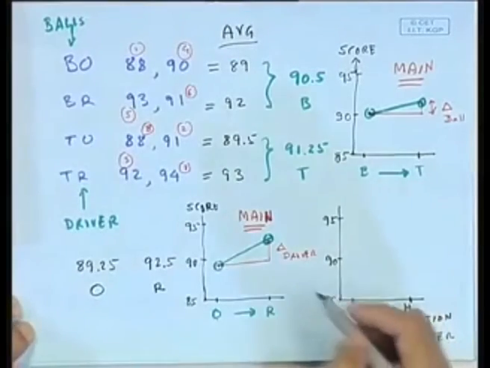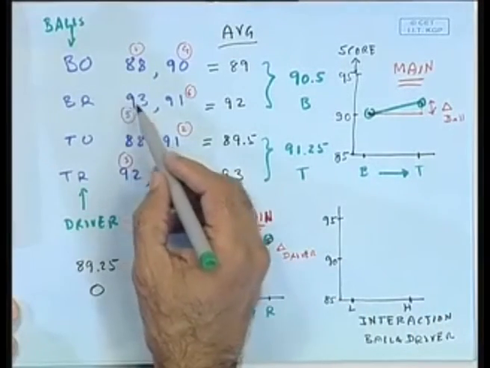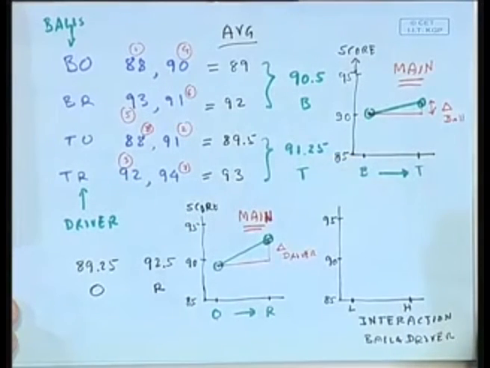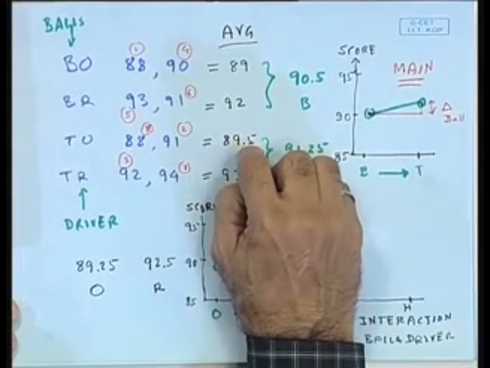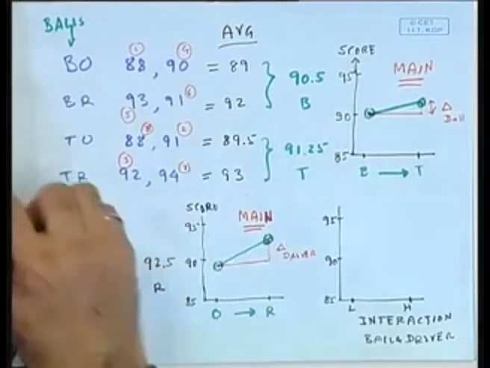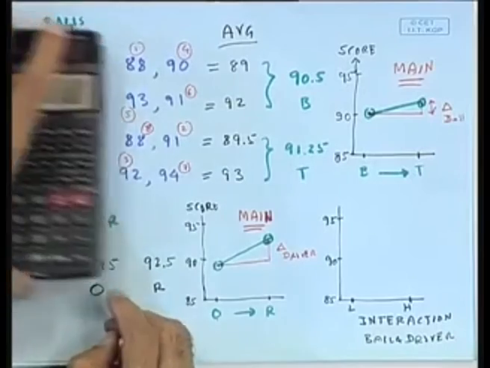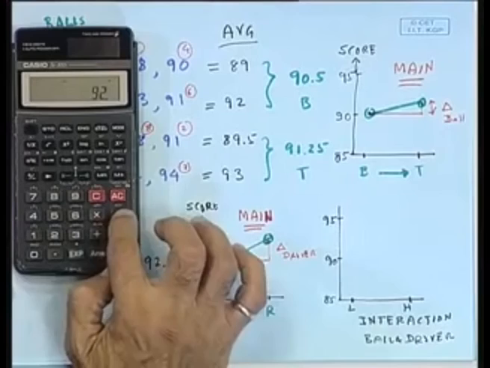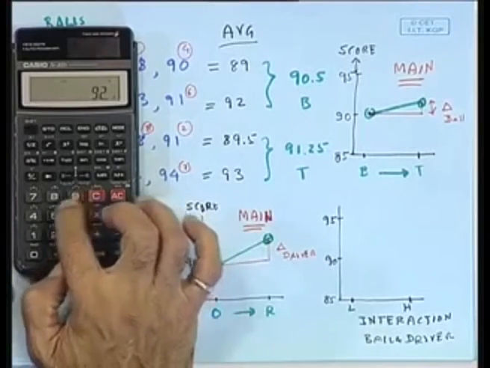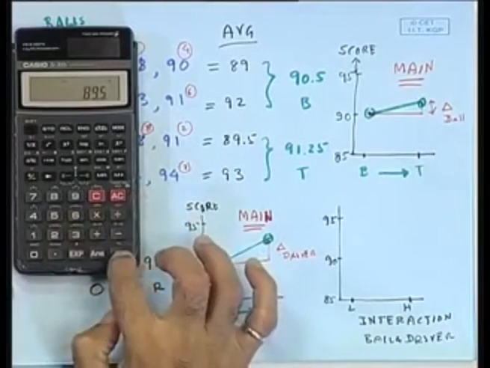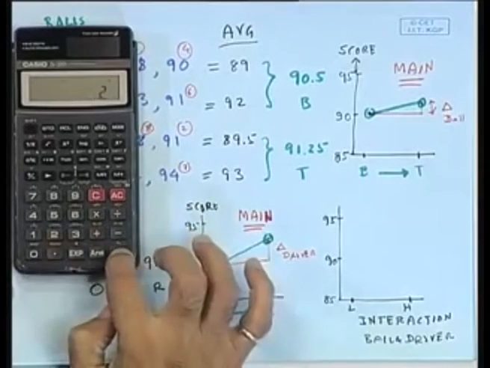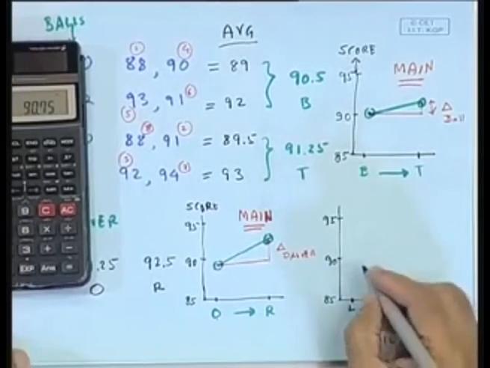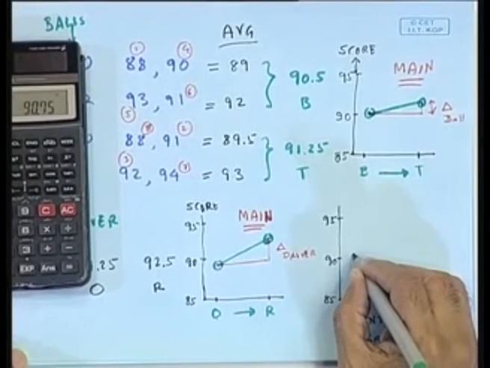The low level is going to be the middle point. So, that's going to be the average of 92 and 89.5. I could just use the calculator to do that. 92 plus 89.5 divided by 2, that's 90.75. 90.75 is the low level. That's about here somewhere.